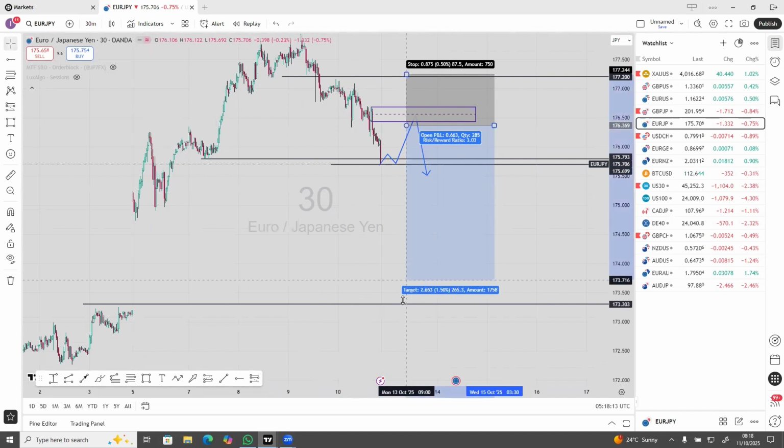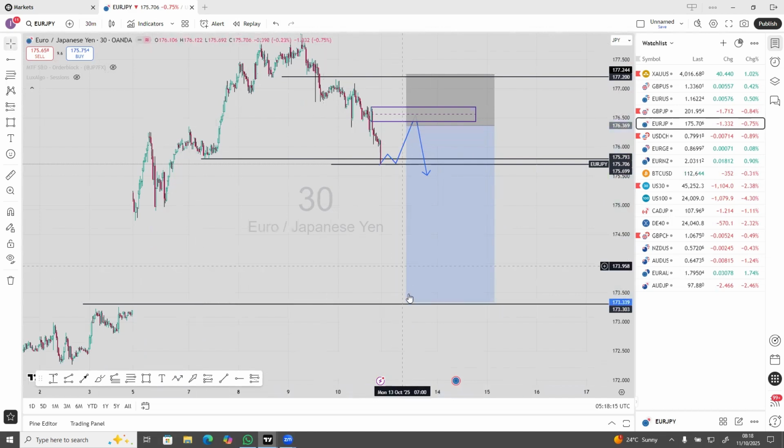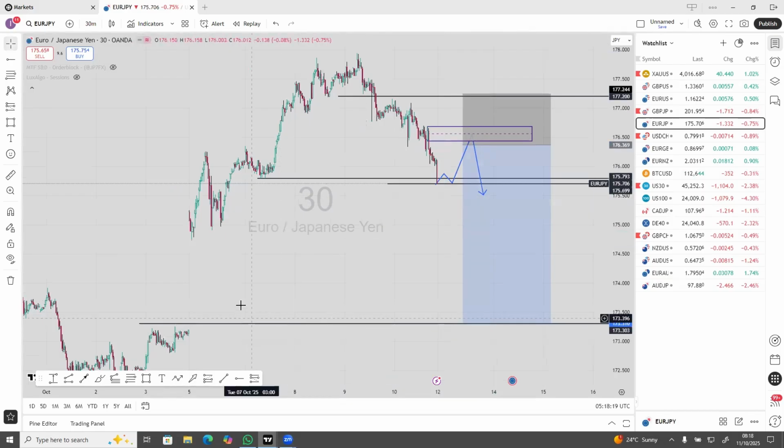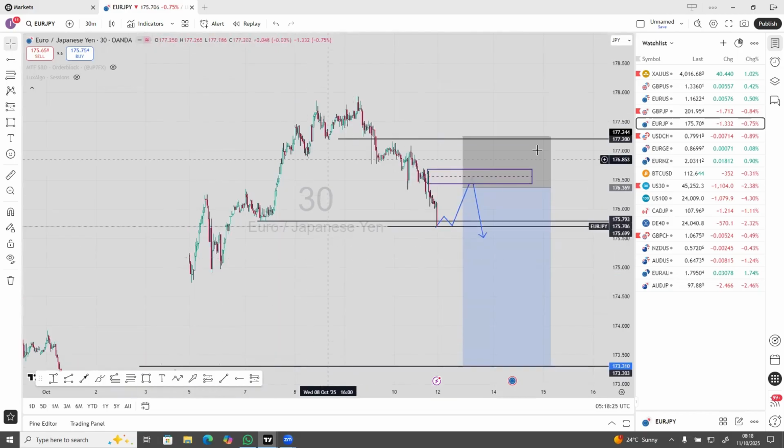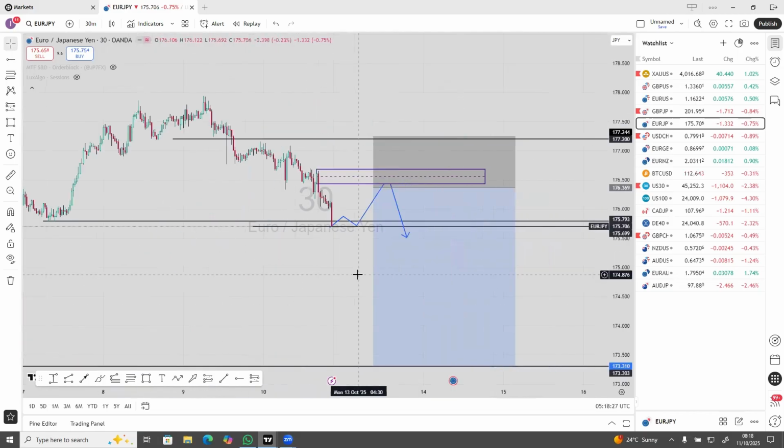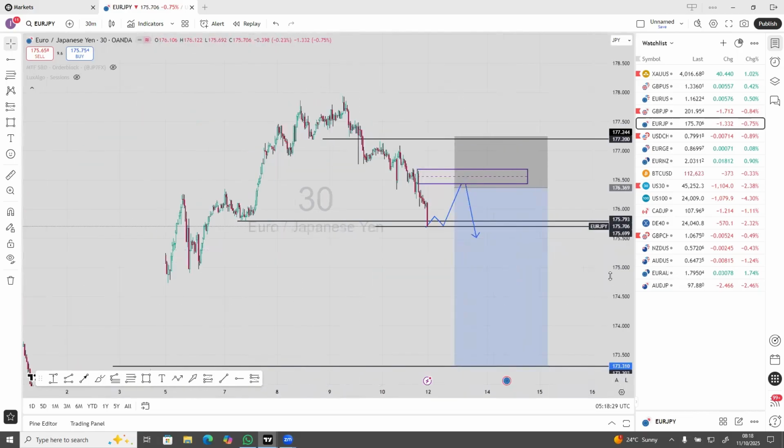So when you enter over here, you are supposed to target that point, because after targeting that point, this price may drop to mitigate that volume imbalance. Okay, so that is it for next week. Euro JPY, that is it.